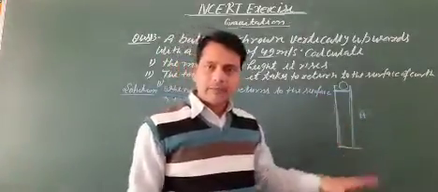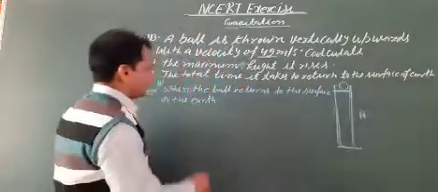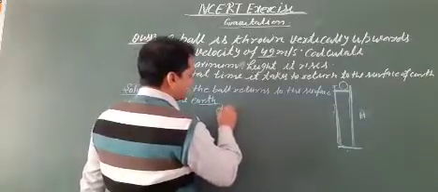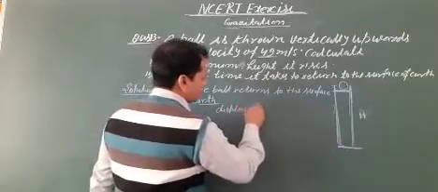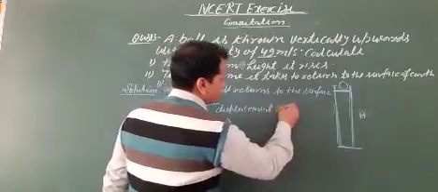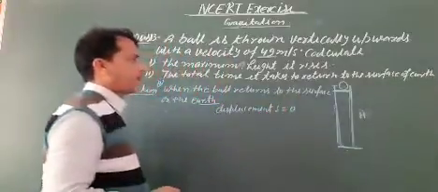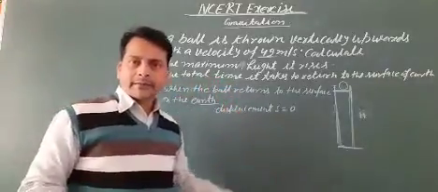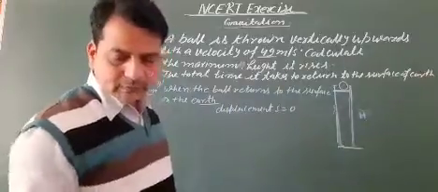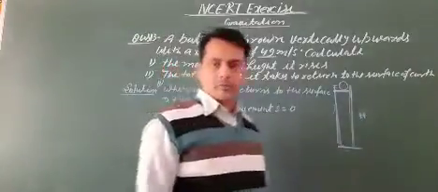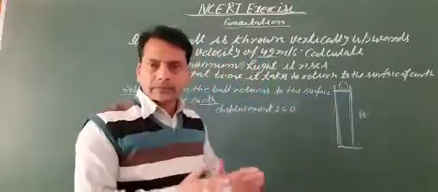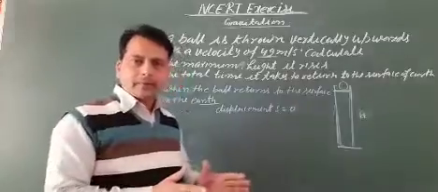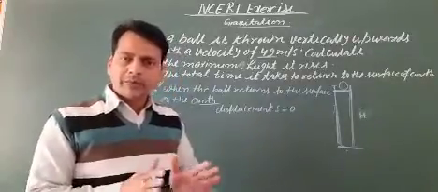Then displacement will be 0. So yes, equal displacement, yes, equal to 0. And from the second equation of motion, we know the relation between displacement, initial velocity and time. So s equal to ut plus half at square.